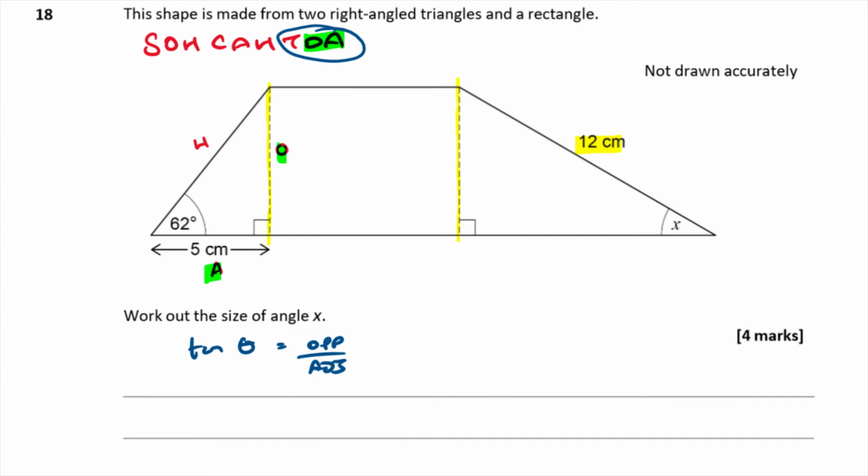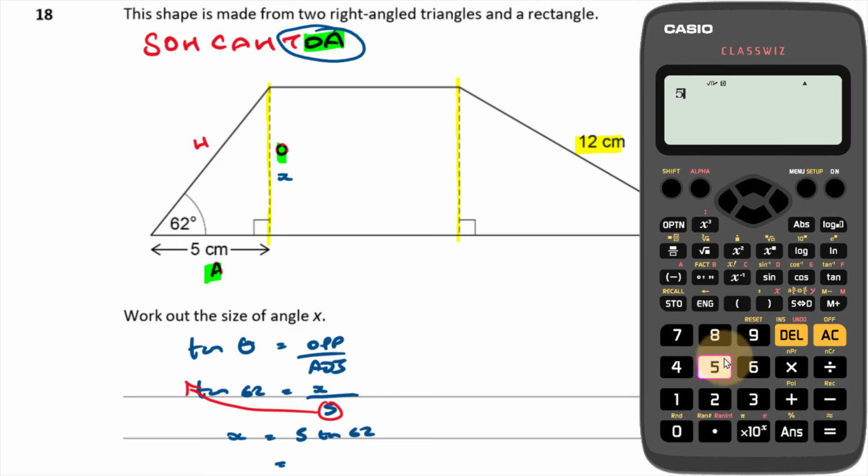Okay, subbing in what we know. Tan 62 is equal to the opposite. That's what we're trying to find. Let's just call it X. So X over 5. So rearranging, times both sides by 5 is going to move that over there, isn't it? So I'm going to get X equals 5 tan 62.